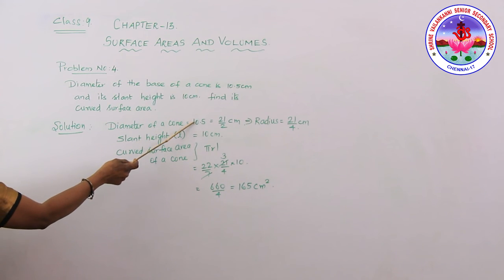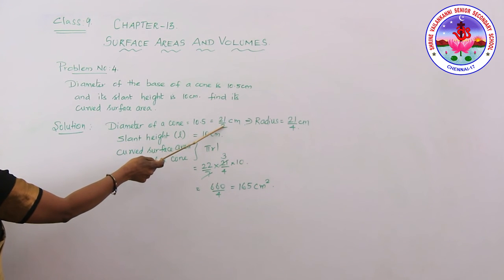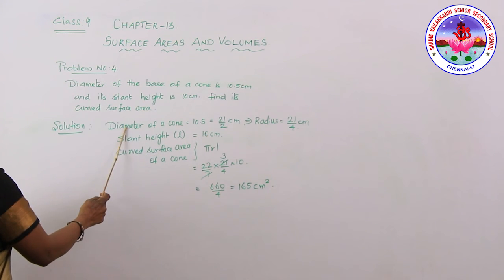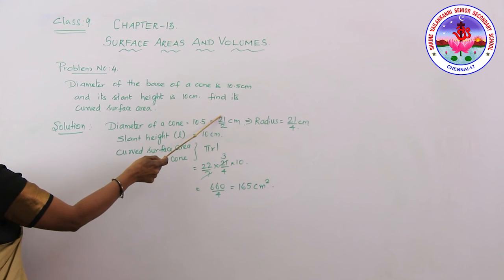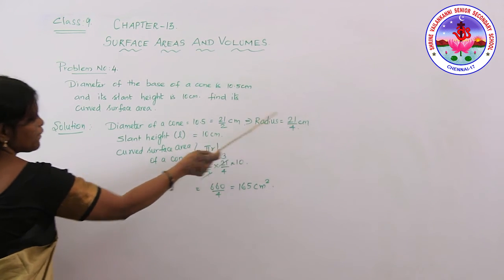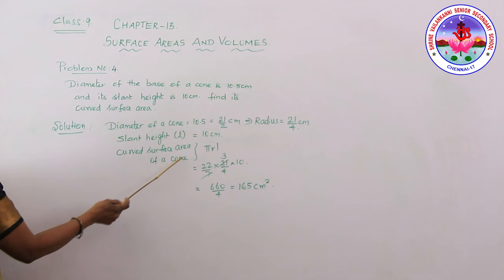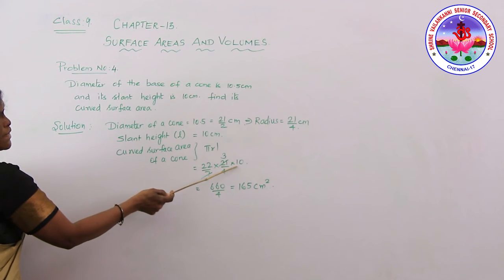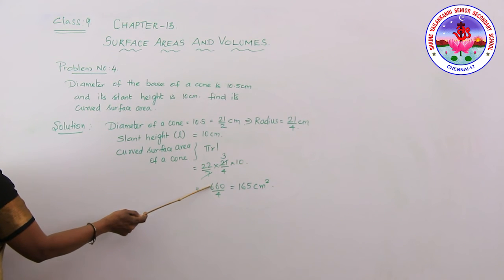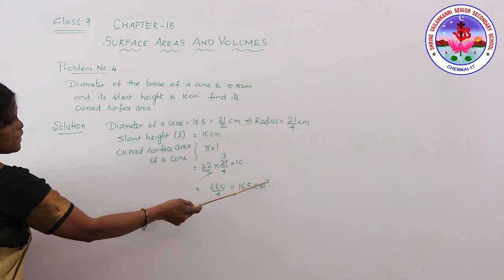Writing diameter of the cone as 10.5, this decimal I am making into a fractional form, which is nothing but 21 by 2 centimeter. So diameter is 21 by 2. Radius equal to 21 by 2 divided by 2, so I get 21 by 4 centimeter. Slant height L is equal to 10 centimeter. Curved surface area of a cone by formula, we get pi RL. So pi value 22 by 7, R which is 21 by 4, L is 10. Simplifying everything, I'll be getting 660 by 4, which is equal to 165 centimeter square.